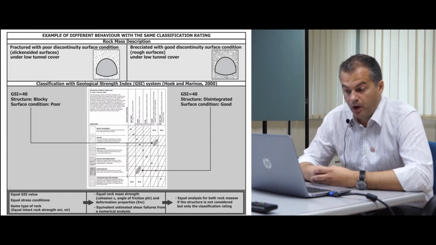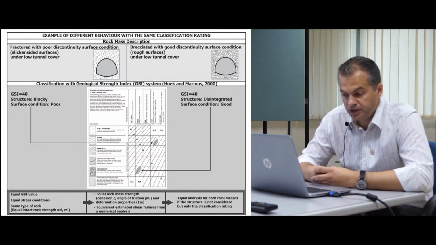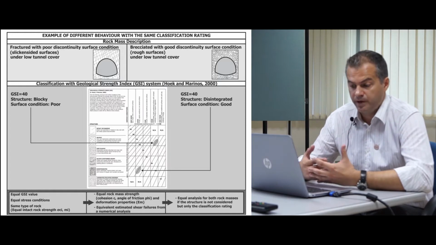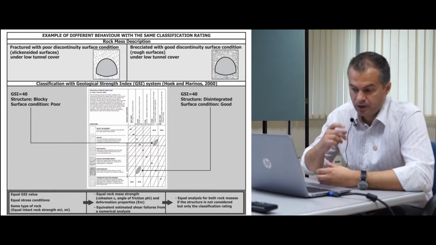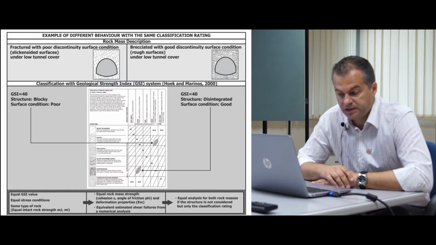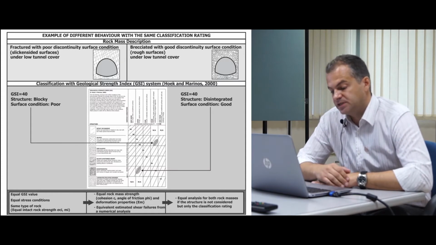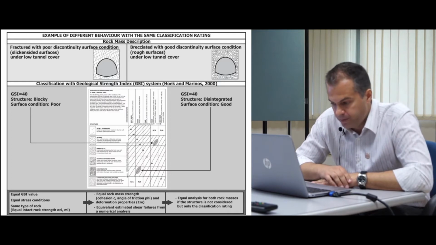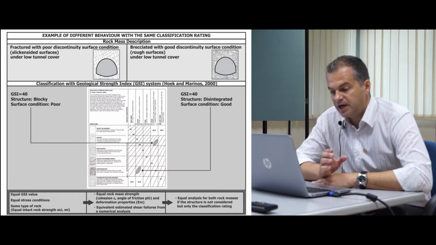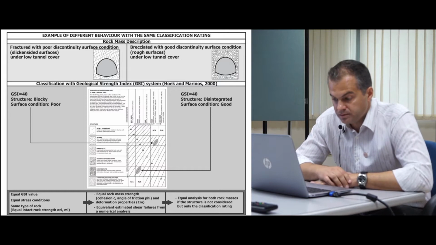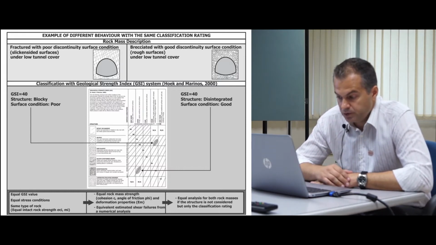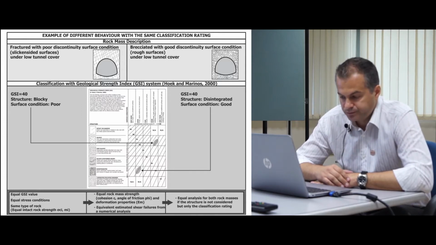So we have the equivalent rock mass strength, cohesion, angle of friction, etc. And then through the detailed numerical analysis, we have equivalent estimated shear strengths from a numerical analysis. Of course, this is used when we have isotropic behavior only. From this analysis, we will have equivalent analysis for both rock masses if the structure is not considered, but only the classification rating is.